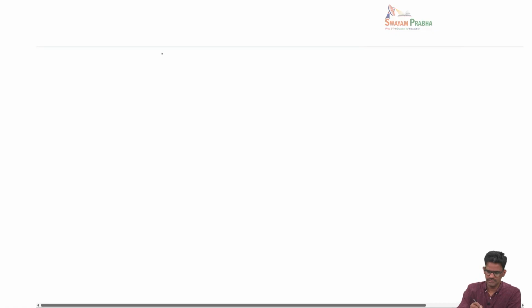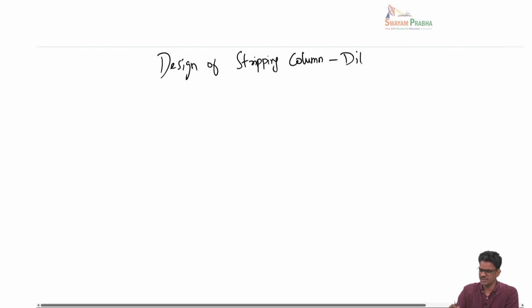Now what we are going to do is the design of a stripping column. Same equipment, now the operation is switched. Instead of removing the solute from the gas to a liquid, we will do the reverse. We want to remove a solute from a liquid to a gas. So that is called the stripping operation. So, design of stripping column. Again, we are going to use this dilute mixture concept.